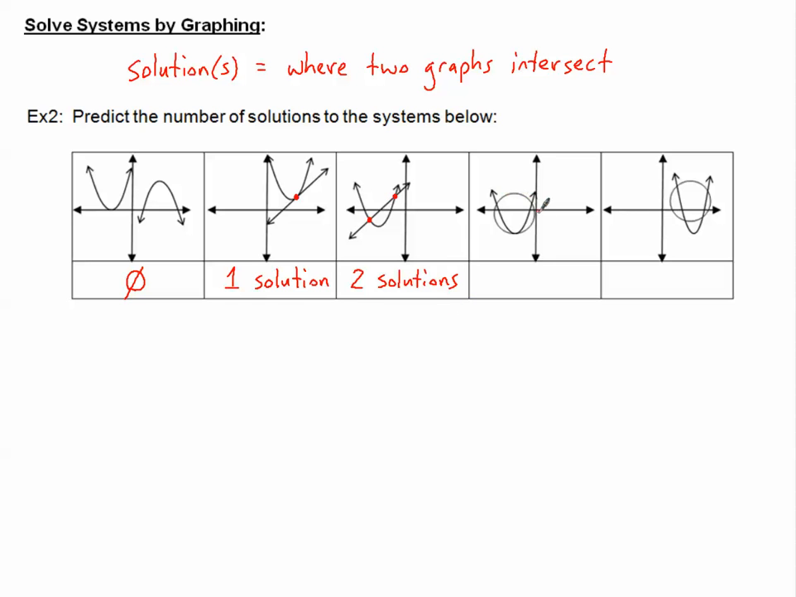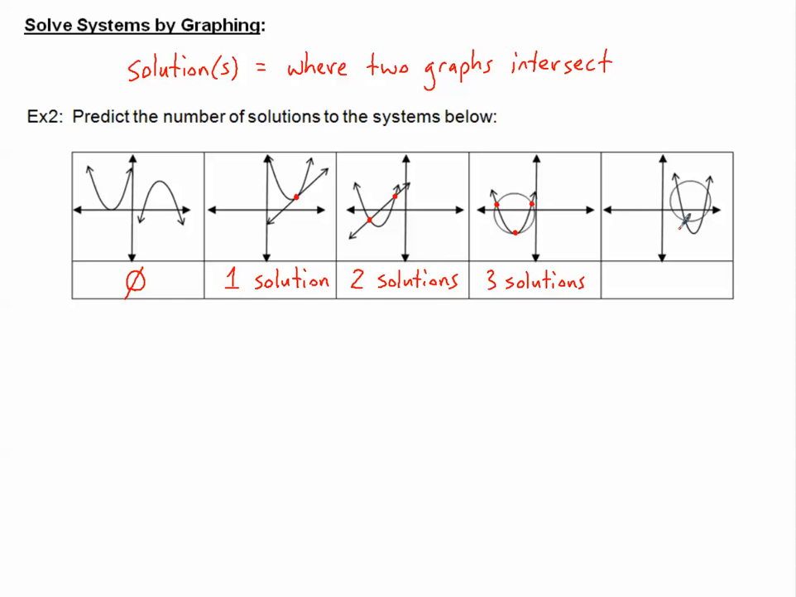What if we have a circle and a parabola? How could those intersect? Well, in this case, it looks like we've got one solution here, one solution here, and another solution right here. Again, it's tangent. This parabola is tangent to the inside of this circle. 3 solutions.